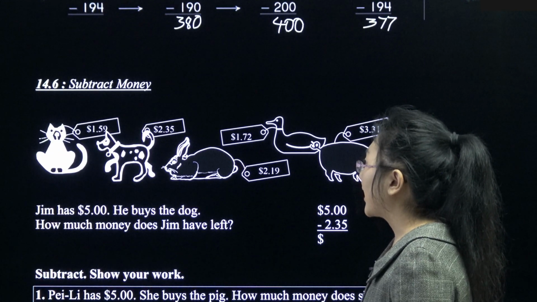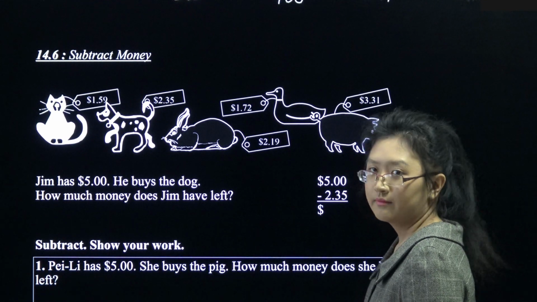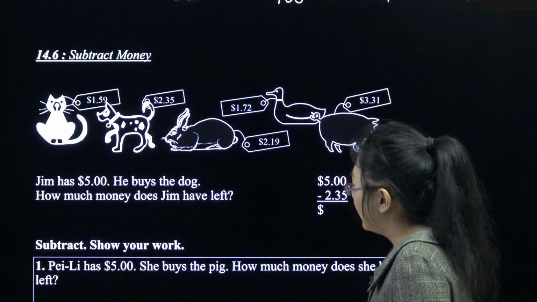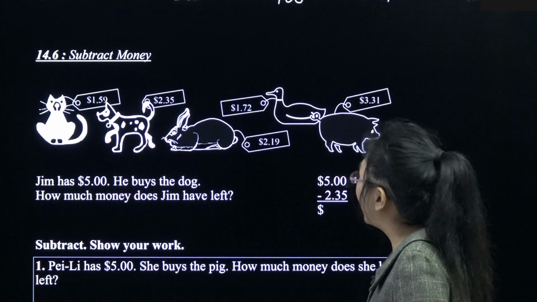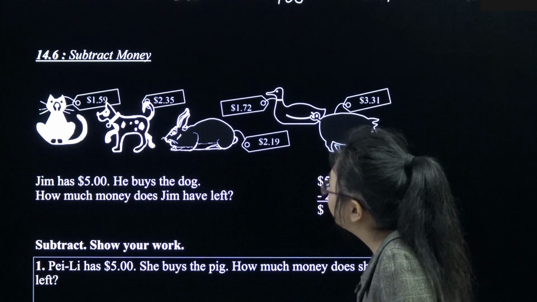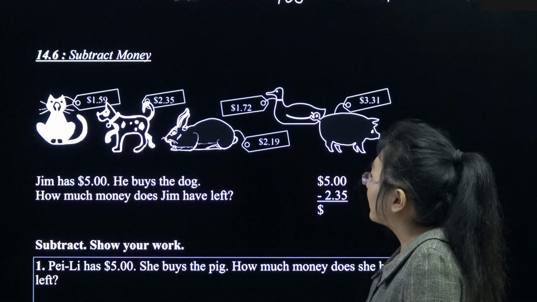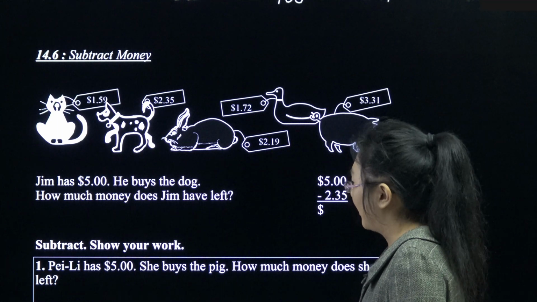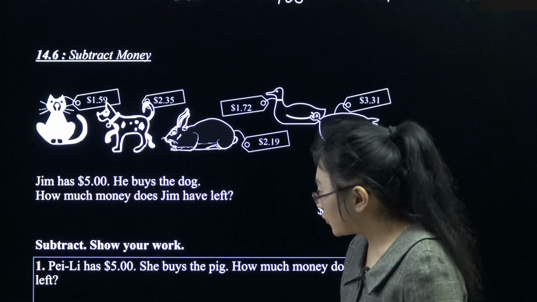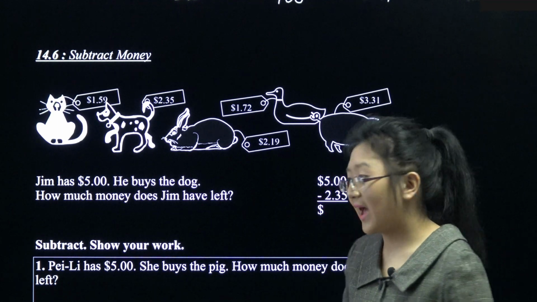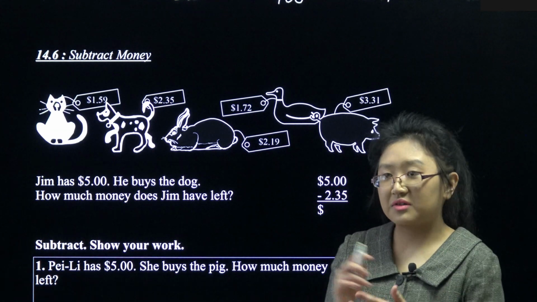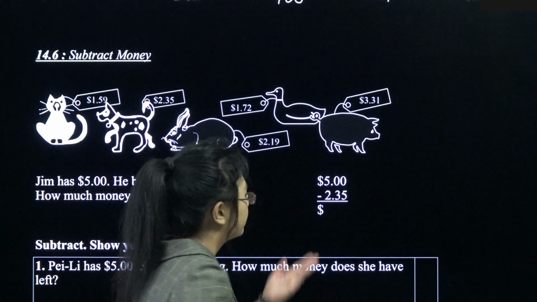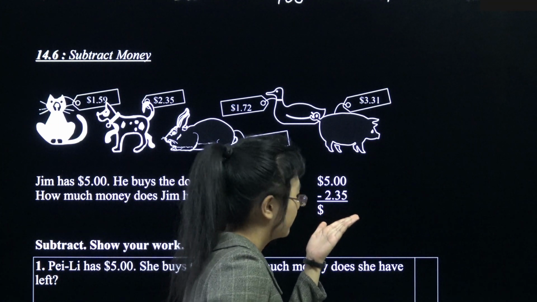And now we move on to subtracting money, because this is what most people actually do in life. Jim has $5. He buys the toy dog. And that's $2.35. How much money does Jim have left? Now when we subtract money, it's like adding money. You just do it the same way, but you line up the decimal point.